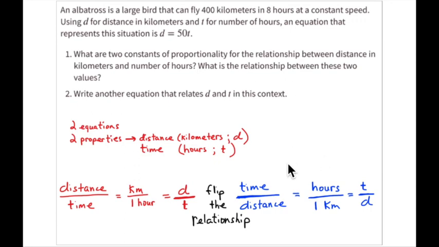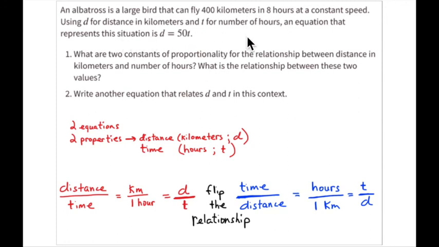So there are two properties. One property is the distance traveled, and the other property is the time it takes to travel that distance. So you are given those two properties. One example: a large bird, albatross, a large bird that flies 400 kilometers in 8 hours. So one property is the 400 kilometers. The other property is 8 hours. So 400 kilometers per 8 hours.